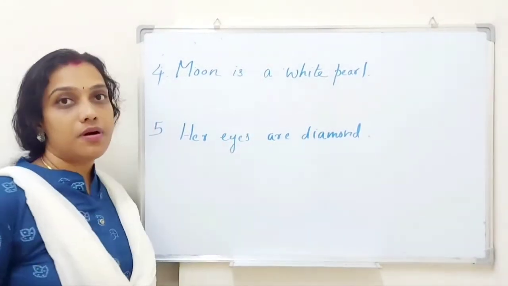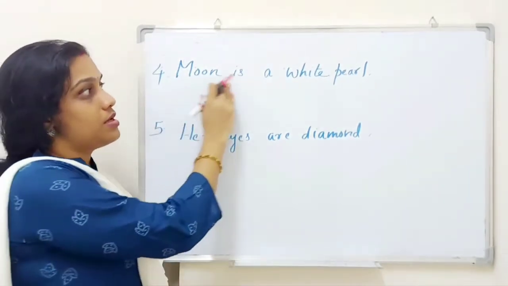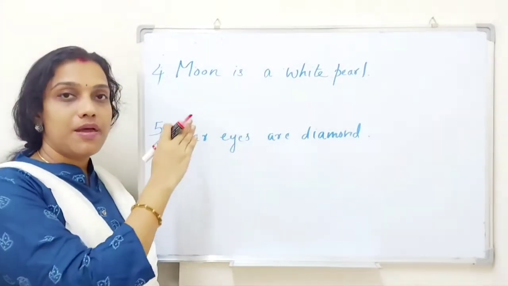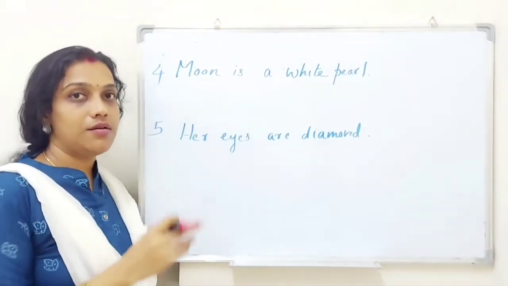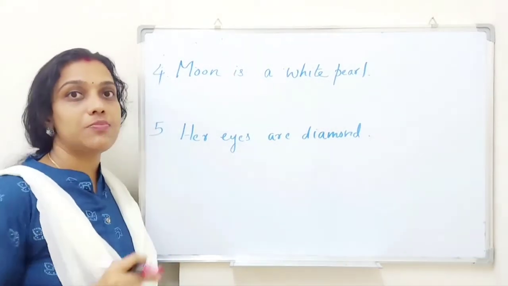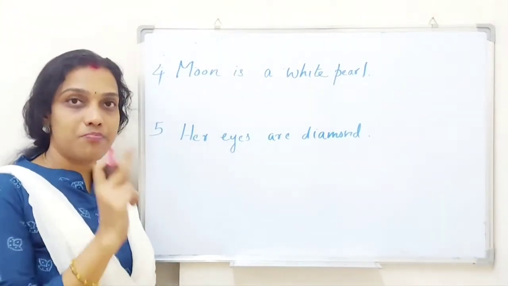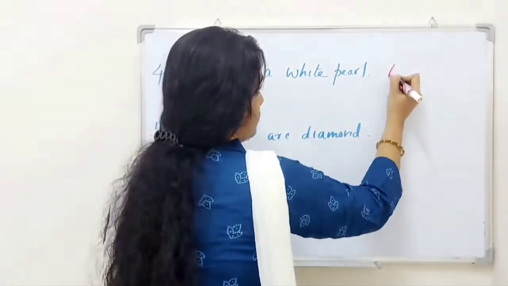Our fourth example. Moon is a white pearl. What is the poetic device used here? The comparison is very straight or of a very strong nature, right? Here we are not using any comparison words also. So what is the poetic device here? It is a metaphor. A moon is a white pearl. So it is metaphor.